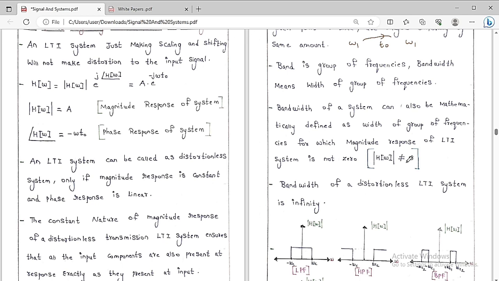So the bandwidth of a distortionless LTI system is infinity because the magnitude of H of omega is equal to A for all omega from minus infinity to plus infinity. So what is the meaning of bandwidth?